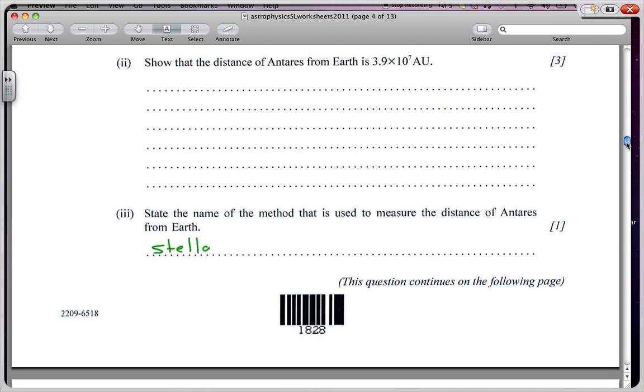So stellar or spectroscopic parallax. You would use those two. It's relatively close. It's 190 parsecs, which is relatively close to us in universal terms.